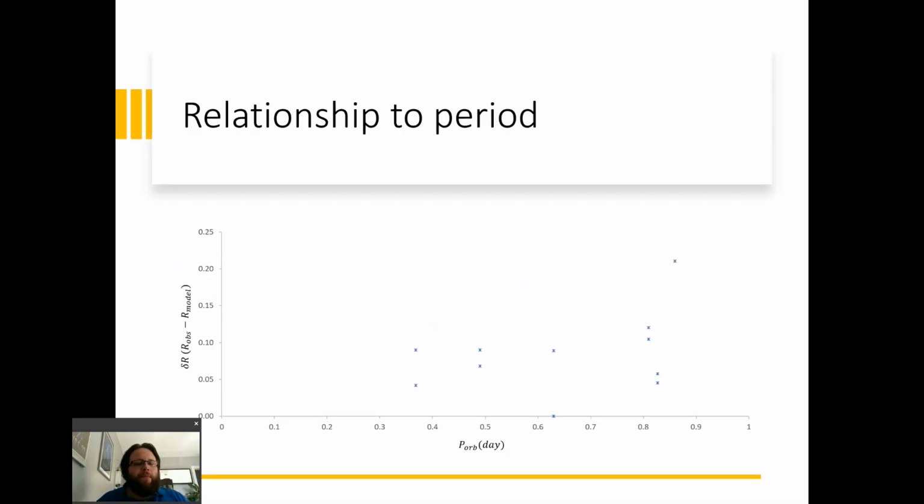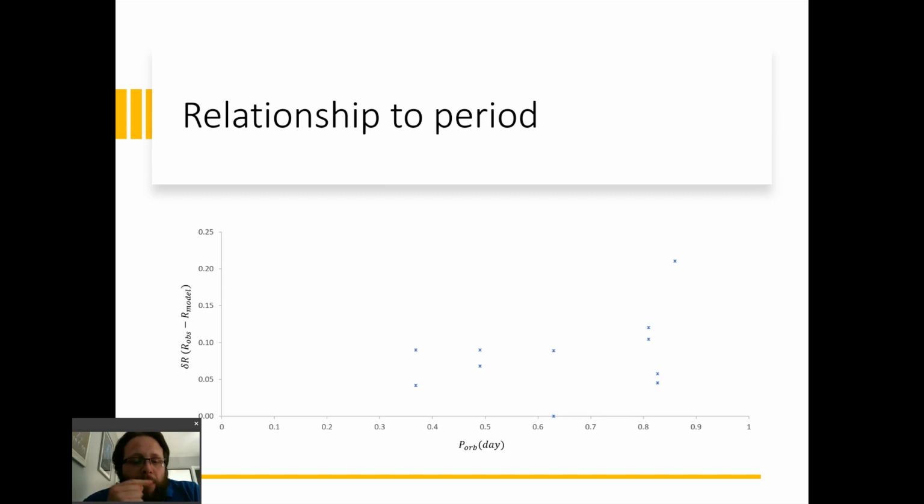So the next step from that was to determine the relationship between the period and the difference in the observed radius. Was there a pattern? Was there a relationship between the orbital period and the difference in the radius that we saw? If there was a pattern, there could be a more logical explanation, that maybe just the track of the path of the evolution that we assumed was slightly incorrect.